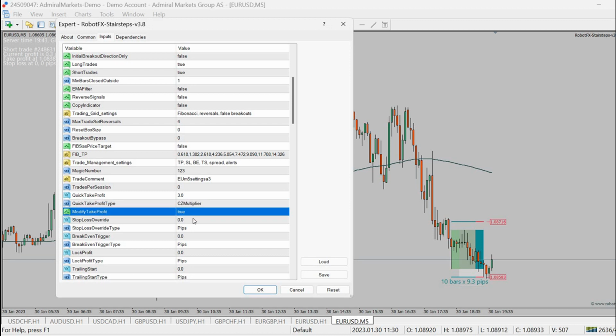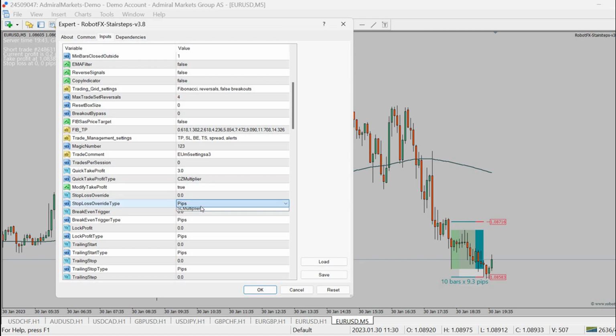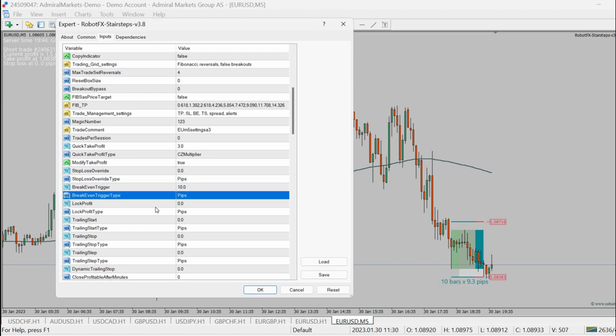There's the possibility to modify the take profit. Set to true, it means basically that we will make use of the break even and the trailing stop and so on. There's the possibility to override the stop loss. Setting it to 0 disables this option. Again, multiplier for ATR, consolidation zone, stop loss, or just pips. We have a break even trigger, let's say 10 pips. It means that if the price goes in our favor 10 pips, then the expert advisor will drag the stop loss to break-even level.